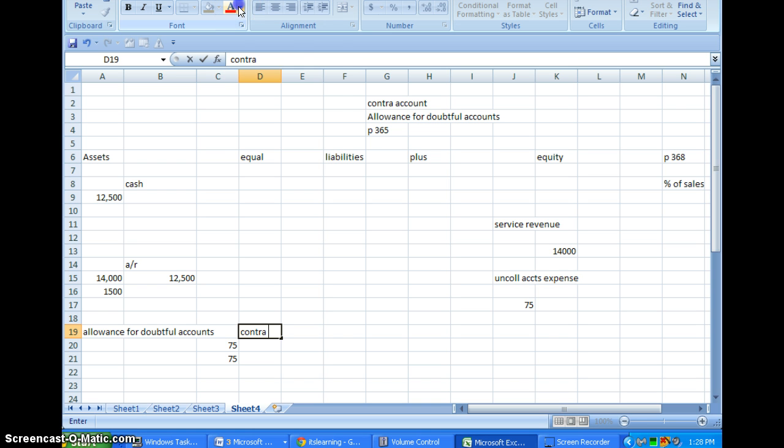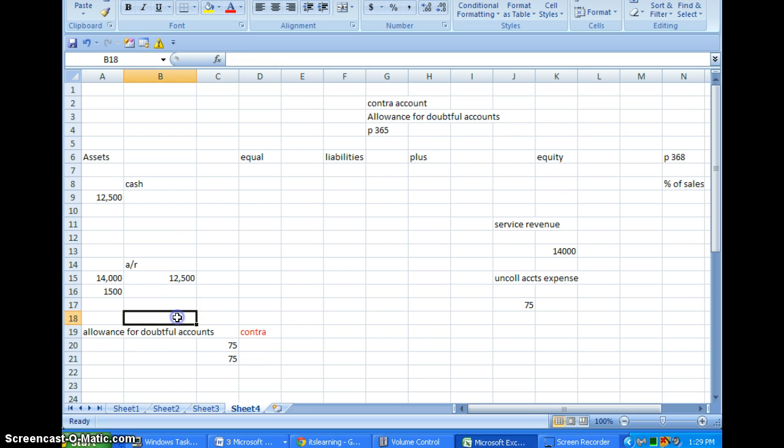That is a contra account right here. It offsets the accounts receivable. The contra account right here, the allowance for doubtful accounts, offsets the accounts receivable right here.